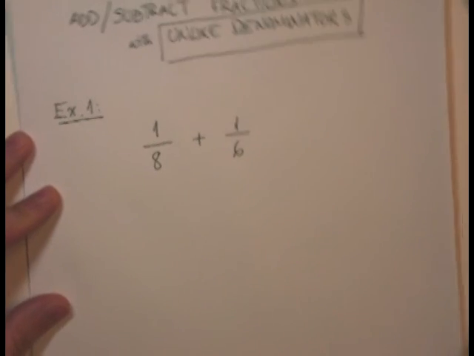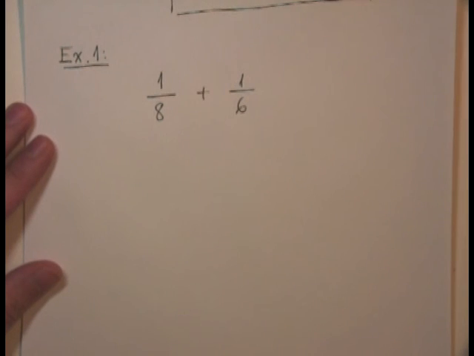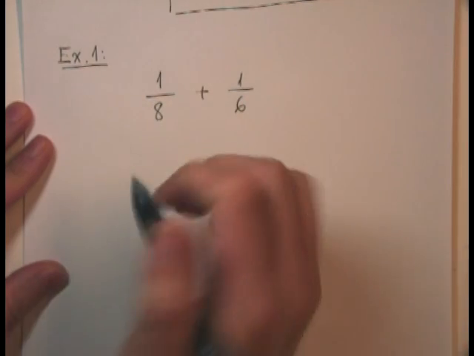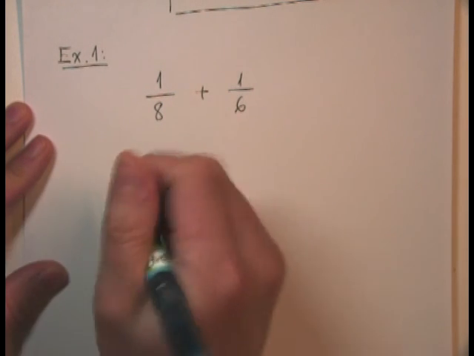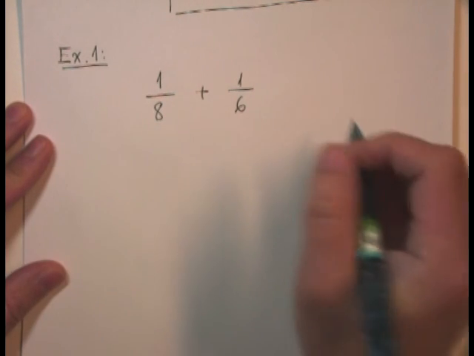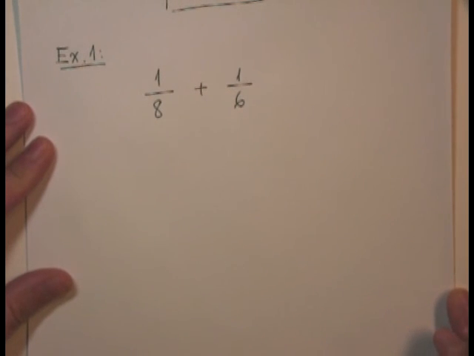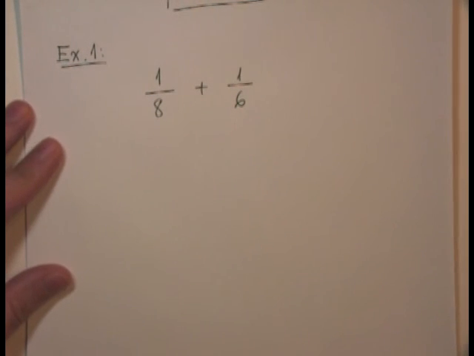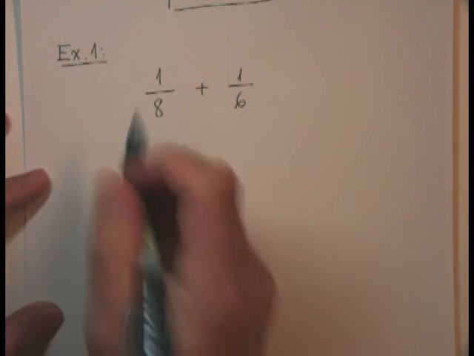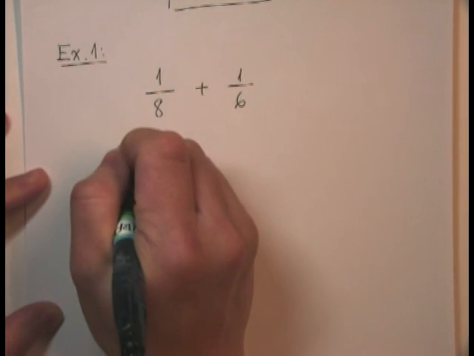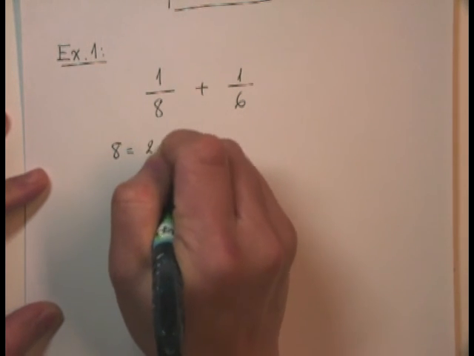The two fractions here have completely different denominators, so you need to find the LCD. Once again, if you have not learned how to find the LCD of two fractions, make sure you check out my other videos. Here, my first denominator, 8, has prime factors 2 times 2 times 2.